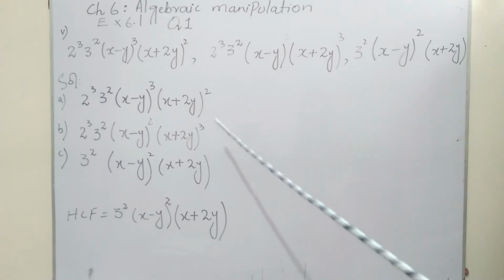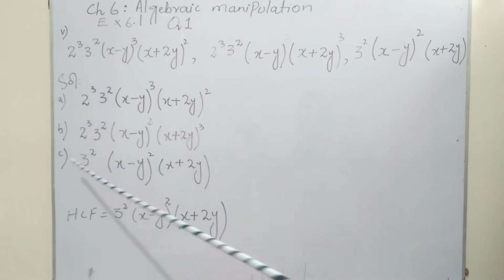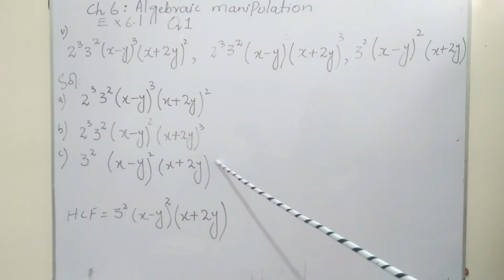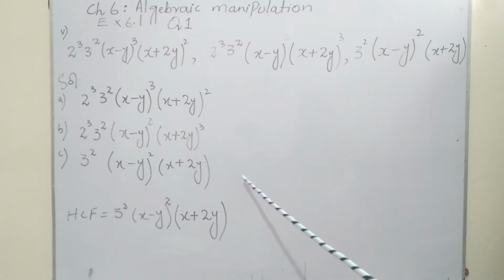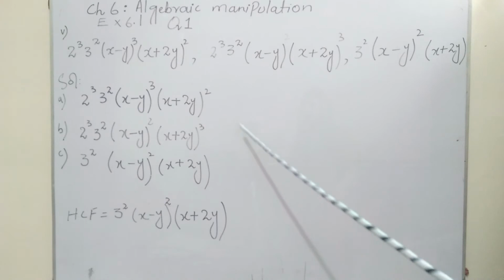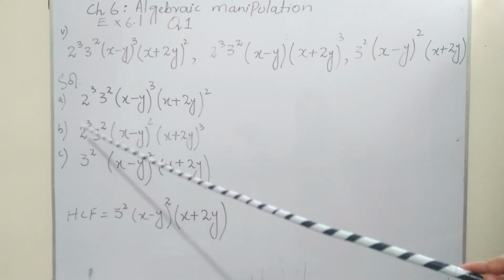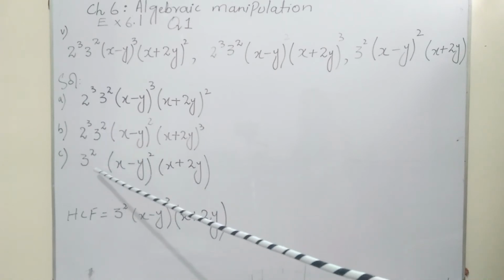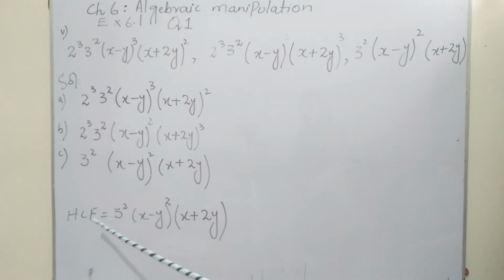Now in the solution, first we write the first term as A, the second term as B, and the third term as C. Now we compare the terms which are common to all these three expressions. The first one is 2 cube. 2 cube is present in the first term and the second term, but it is missing in the third term, so it cannot be a common factor to all the three terms. So we cannot write it in the highest common factor.